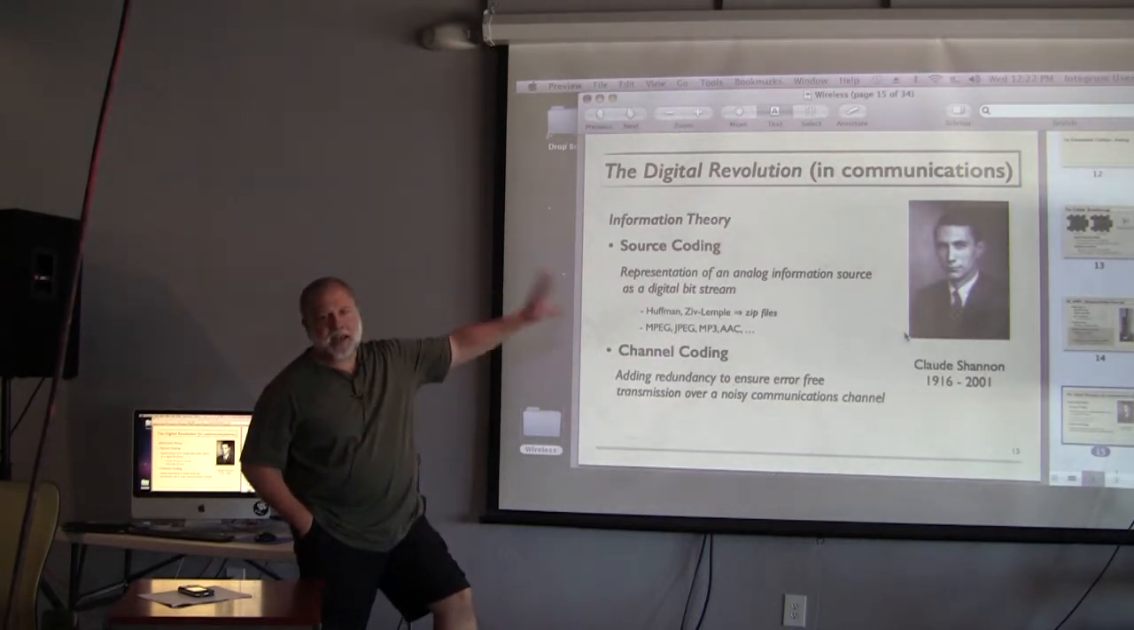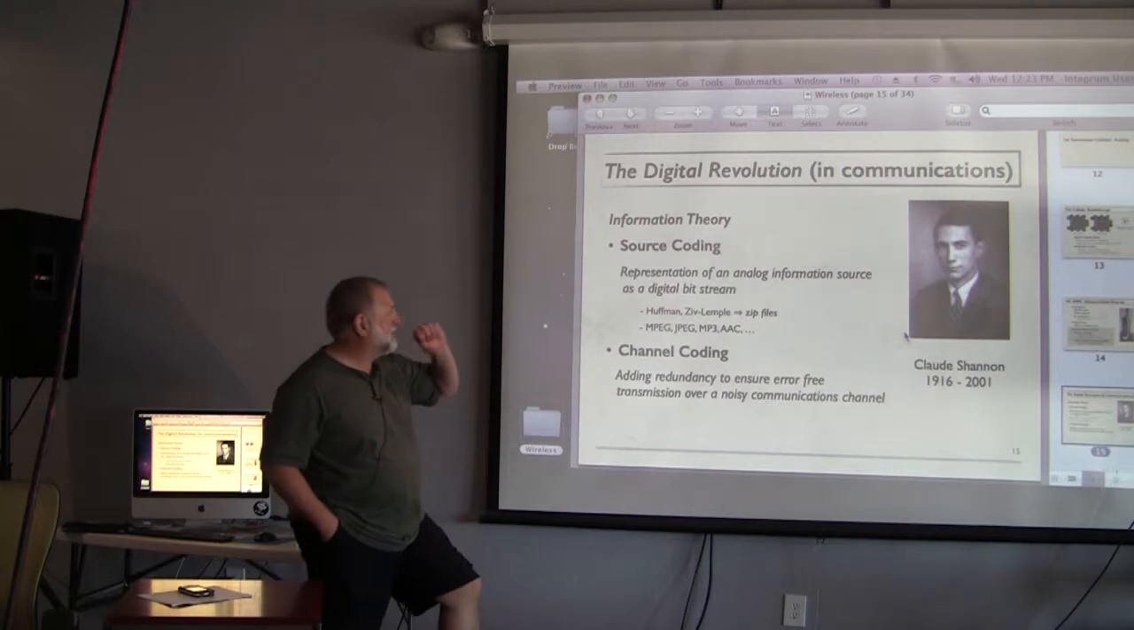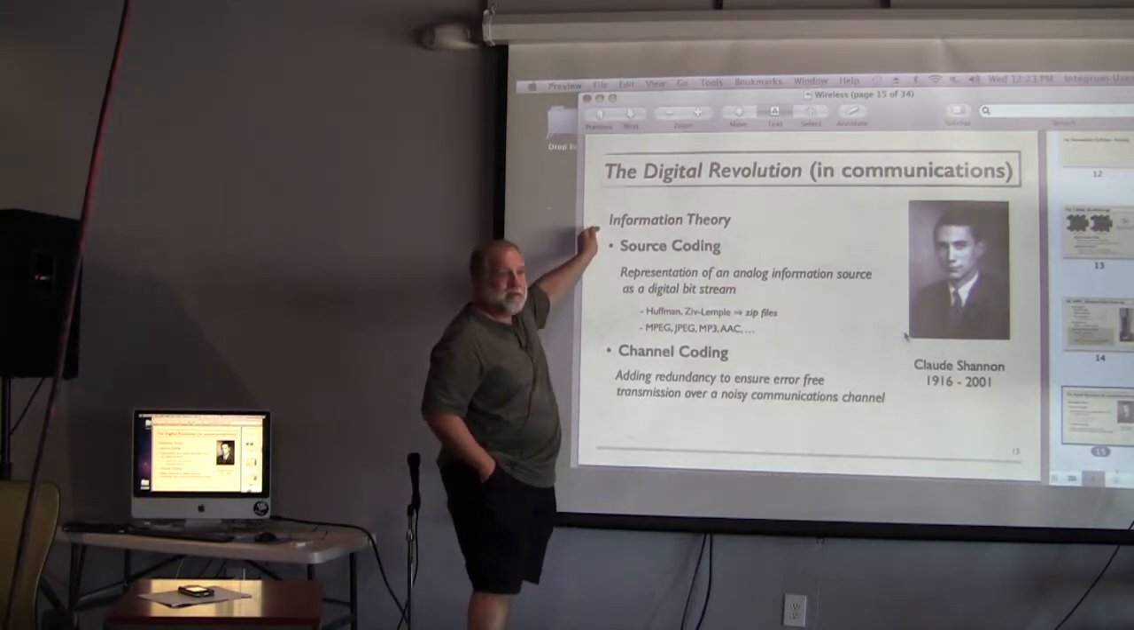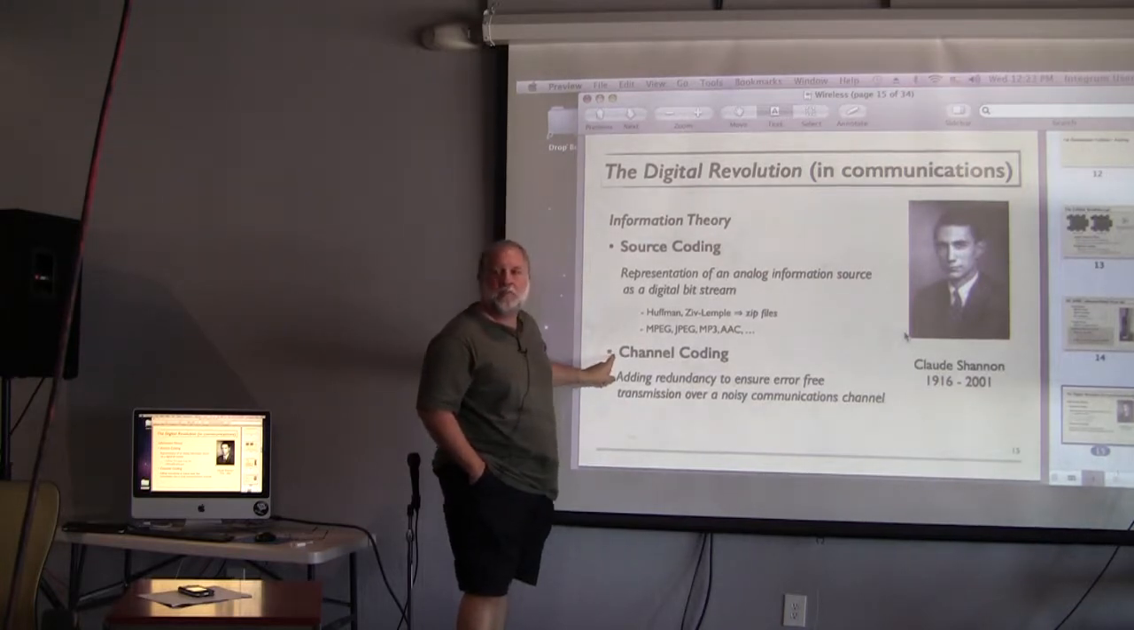Claude Shannon is the Alan Turing of communication systems. We worship him, just as we should all worship Alan Turing, okay? He's famous for the invention of what's now called information theory. Information theory has two components to it: source coding and channel coding. We need both of them.